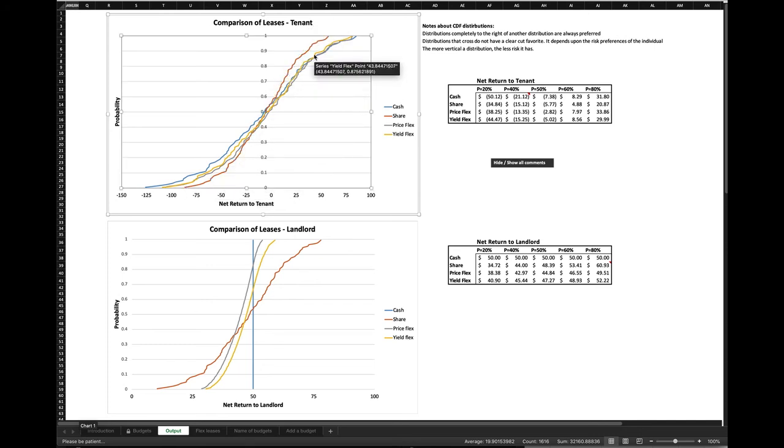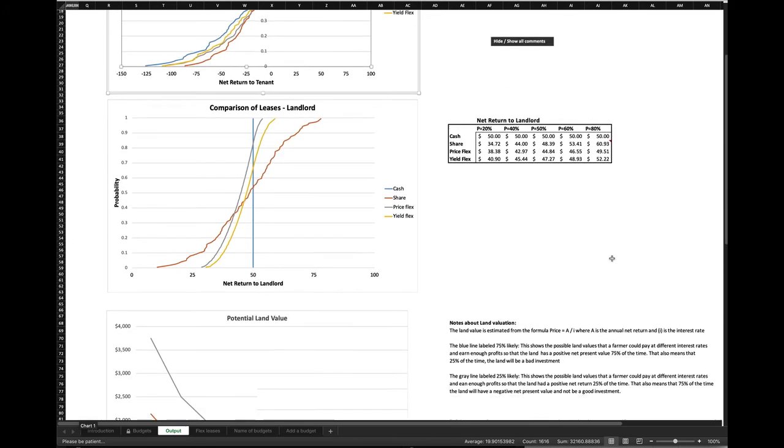But really, from a tenant's perspective, yeah, it's a little less risky, but the share leases don't really provide a whole lot, at least in this particular case, compared to what you see over here for the landlord. That may be another reason why you see a lot of leases shifting toward the cash lease, because in this one particular case, tenants save some degree of risk by taking on a share lease, but it shows up a lot more for the landlord by having a cash lease as opposed to a share lease. So something to keep in mind.